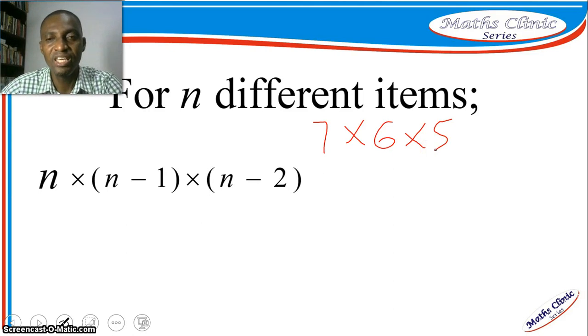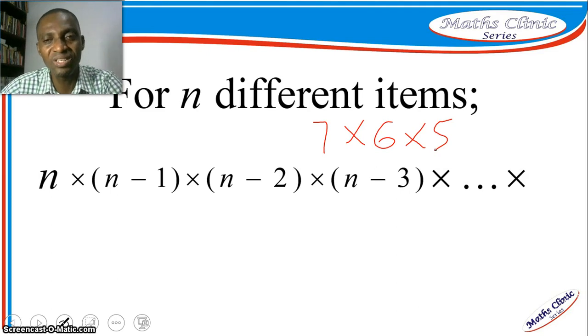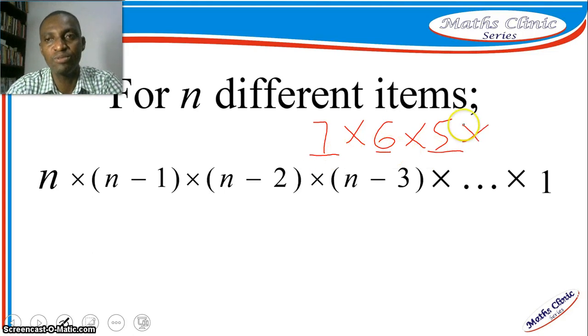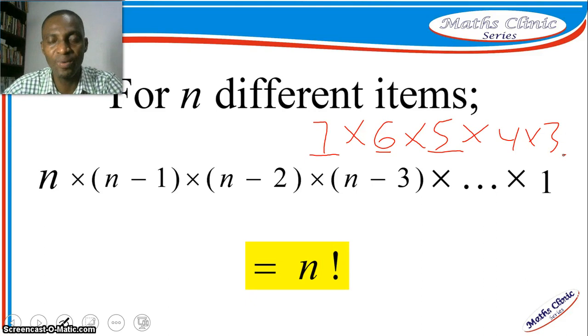Then the question is, if this thing continues, what will be the last number? It will be n minus what, or times what? So if your answer is 1, then it means you are right. The last will always be 1. We saw that earlier, so that if I have 7, it will be times 6 times 5 times 4 times 3, and until I get to 1. So that becomes our n factorial.